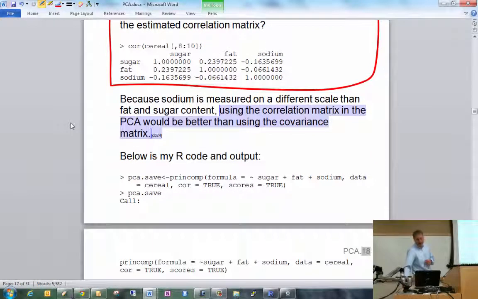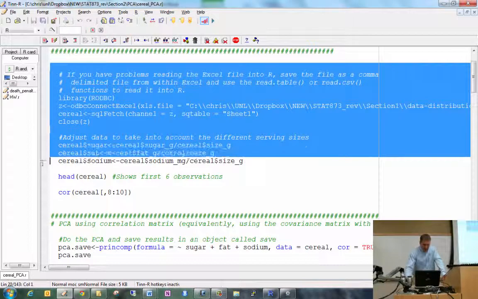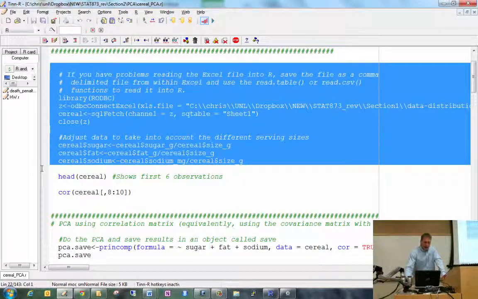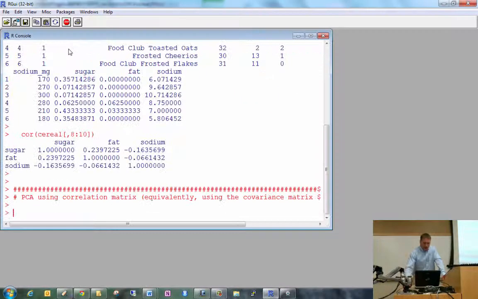Now, again, remember sodium is measured on a different numerical scale than sugar and fat, even after we do that adjustment to the data. Because of that, working with the correlation matrix would be preferred in this situation. Let me jump on over here to R. I'm going to read in my data and do the nice little serving size adjustment. Okay, let's just go ahead and do that.